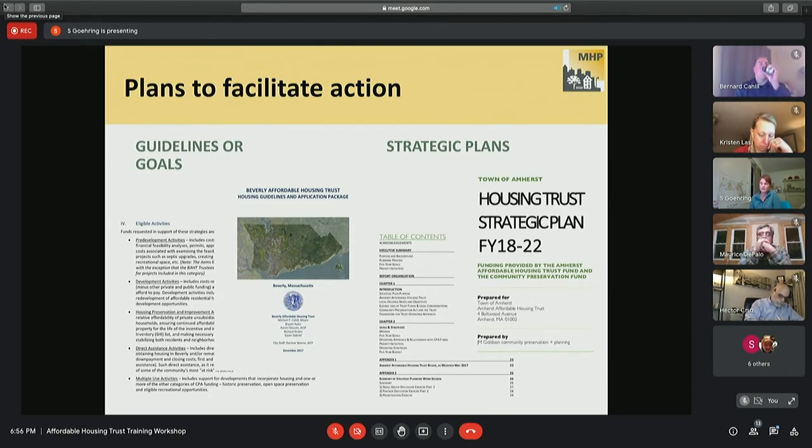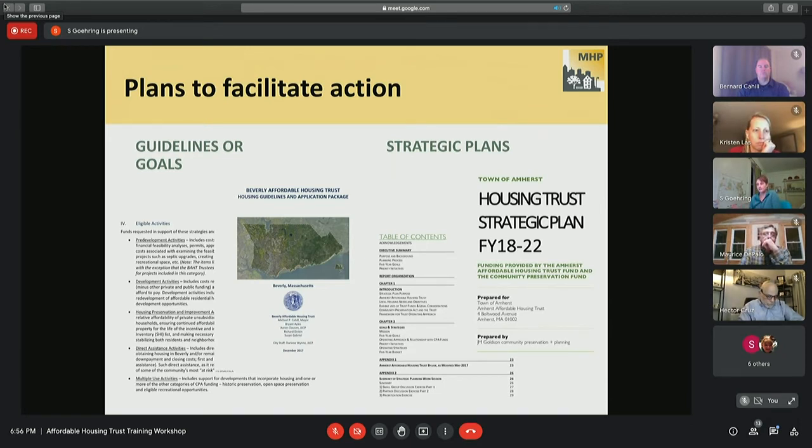So on the left is Beverly, and I can send the link to Beverly's. They appointed their trustees, they finished an update to their housing needs analysis, and then using that, they created eligible activities, deciding the things that they really want to be funded based on the needs that came out of their plan. And then they had some funds in their account. They established these activities and general guidelines for how they were going to operate as a trust.